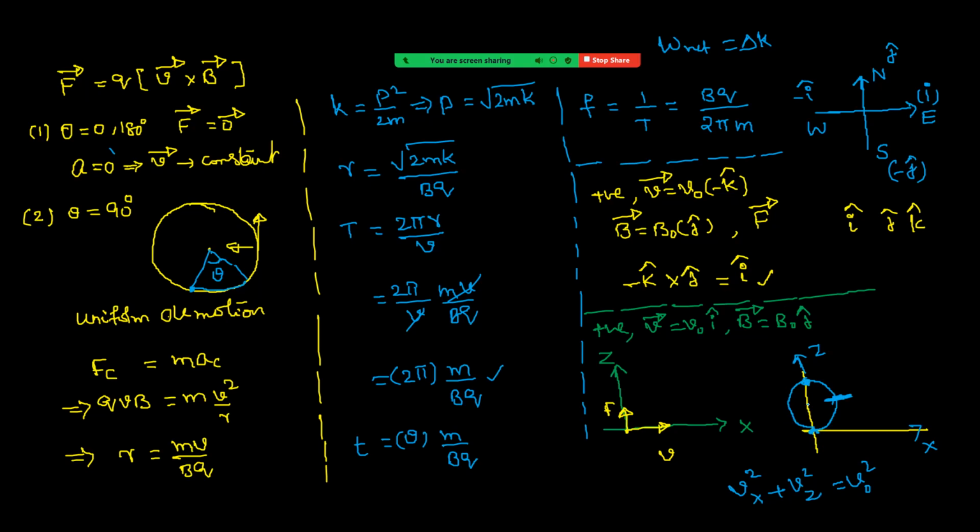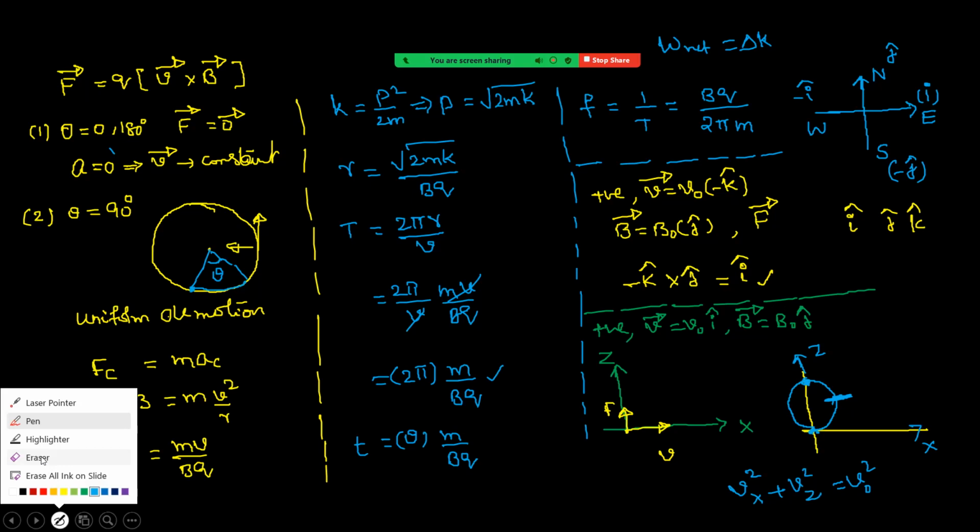Okay, right. So here the final key point is that observe carefully direction of force. Basing on that, we decide to which plane circle is confined. If we know that, it becomes very easy to solve problems. Okay. So till now we have taken 0, 180 and 90. Now see the next possibility.